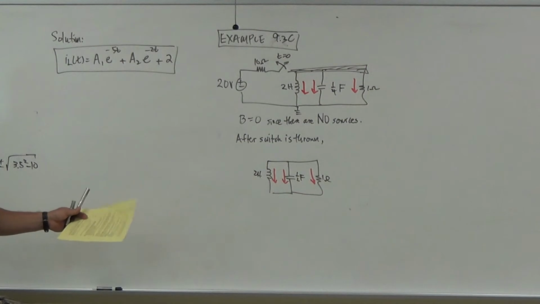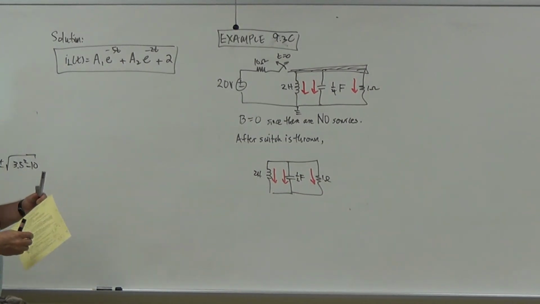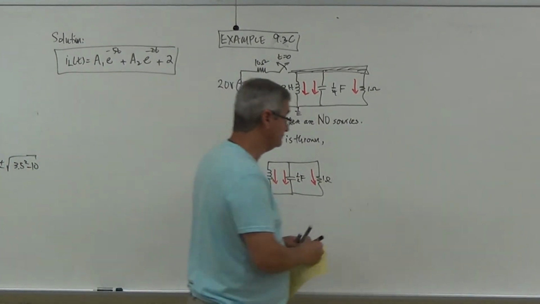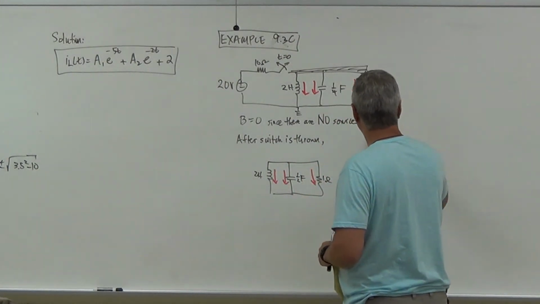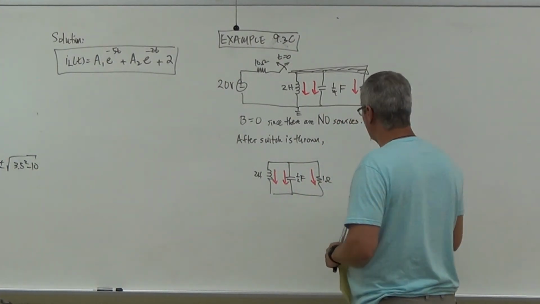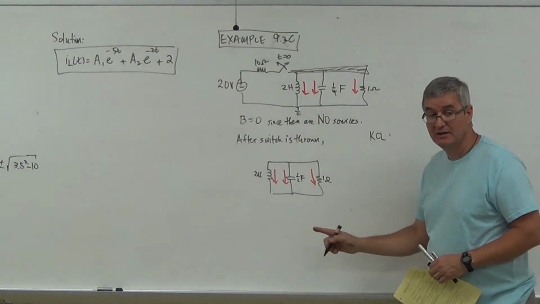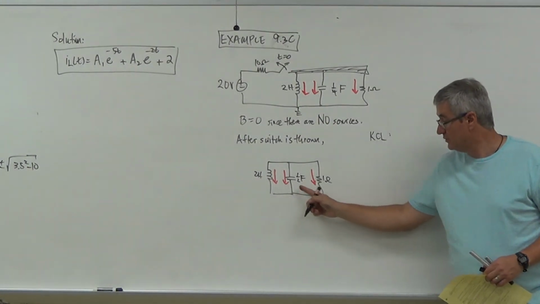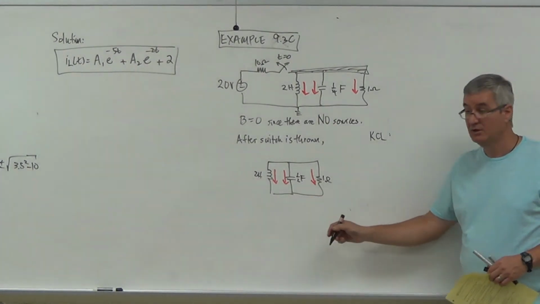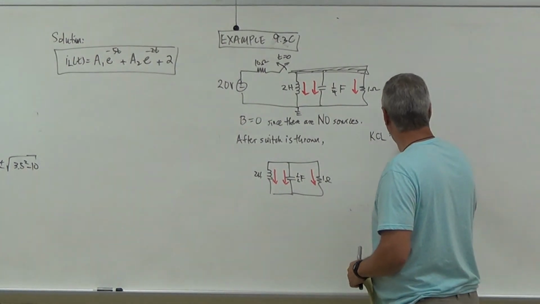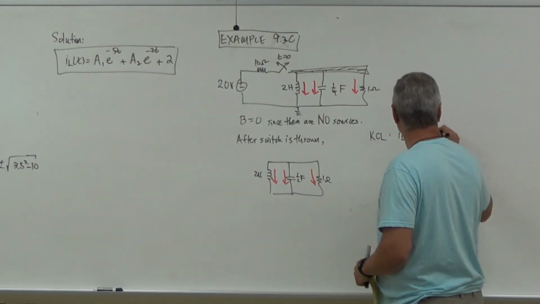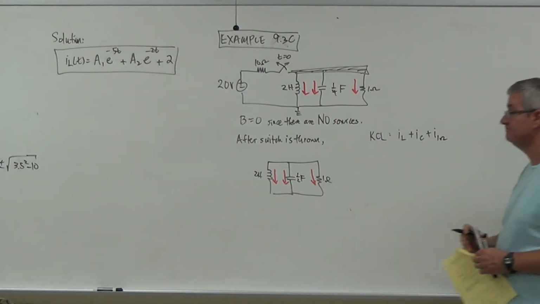So now, let's go do it. What am I calculating? The capacitor. So here we go, I'm going to do KCL. What does KCL tell me? KCL tells me that these 3 are all pointed towards the ground. So it has to be IL plus IC plus I1.